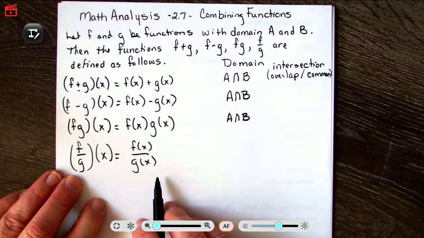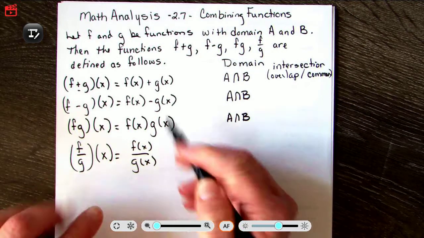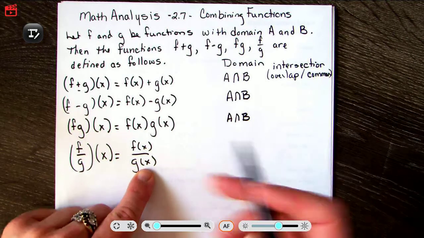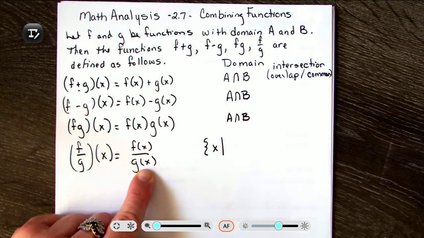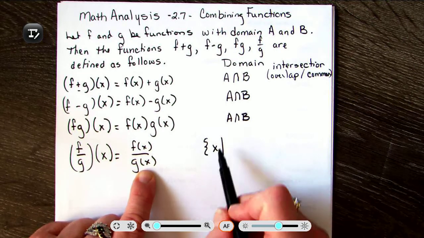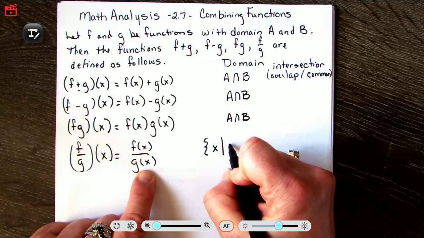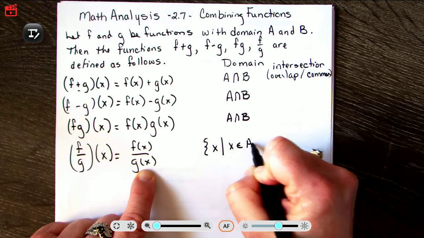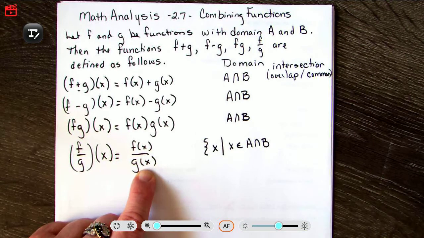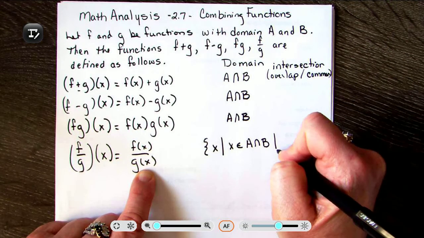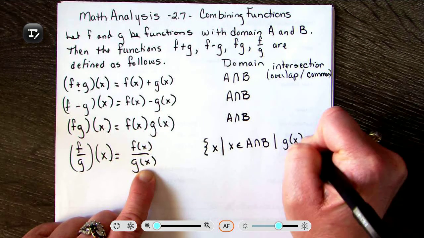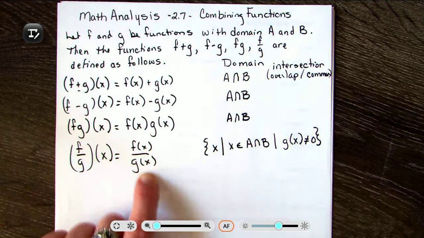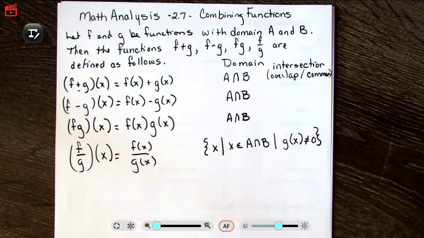Here we have to be a little bit careful because we are dividing, so we have to make sure that we do not divide by 0. So the domain of this one is going to be all the x's. I'm going to use set builder notation, all the x's such that, first of all, it has to be in the intersection, but on top of that, such that g of x does not equal 0. So we're going to also have to make sure that that second qualifier holds as well.